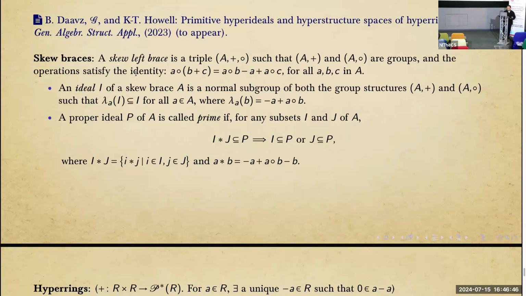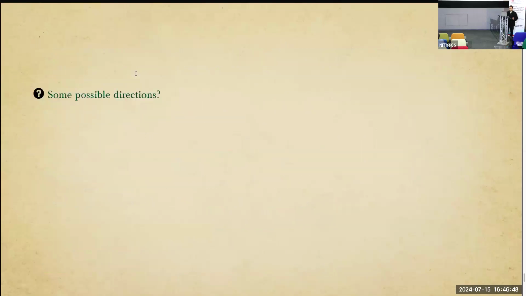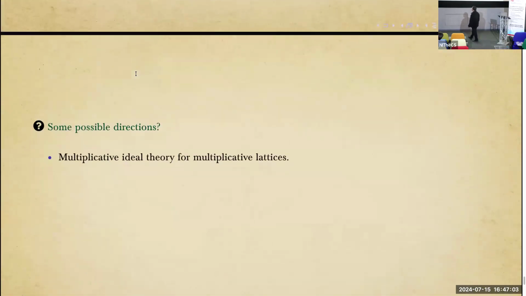Okay, so finally, based on this whole thing, here is a broader picture of possible directions, what we can do from this general setup. One can think of multiplicative ideal theory for multiplicative lattices. Ideals have two structures, one multiplicative structure and one abelian group structure. So there has been a research area since the 1960s called multiplicative ideal theory. People wanted to understand how much the multiplicative structure plays a role in studying these ideal structures. And there are even books written on this multiplicative ideal theory.